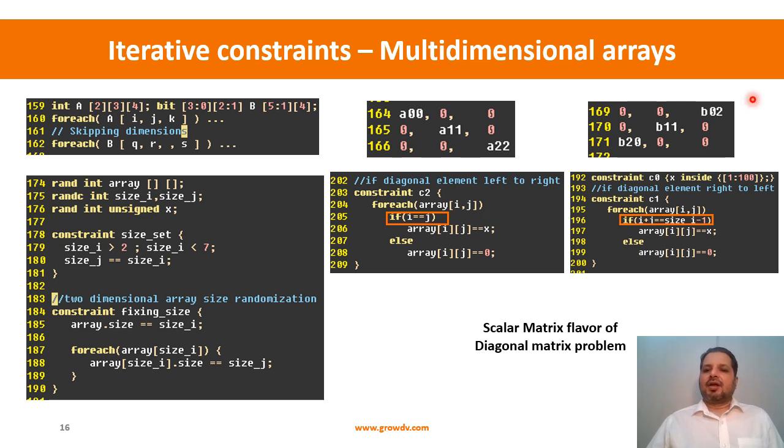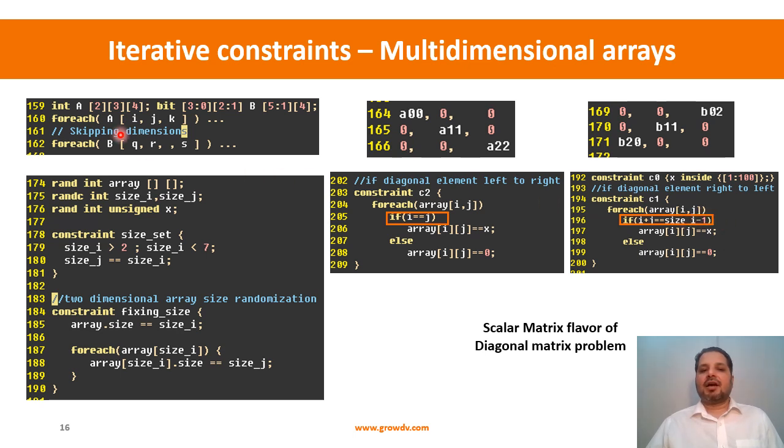Now the other way around, if I want to do it from right to left, I start at the top right corner and I want to come to the left side, then the way the constraint is going to work, we can look at it over here. So we are saying again constraint block C1, and we are again going through both the dimensions.